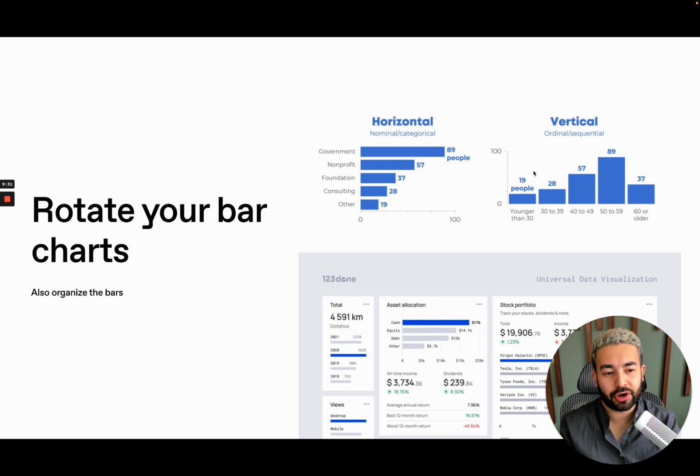And then when you are using something that is ordinal, like time or age or something like that, you want to keep it vertical, so in that way it will be more clear. And again, in this case, you want to organize from the low to the top value in the logical order.